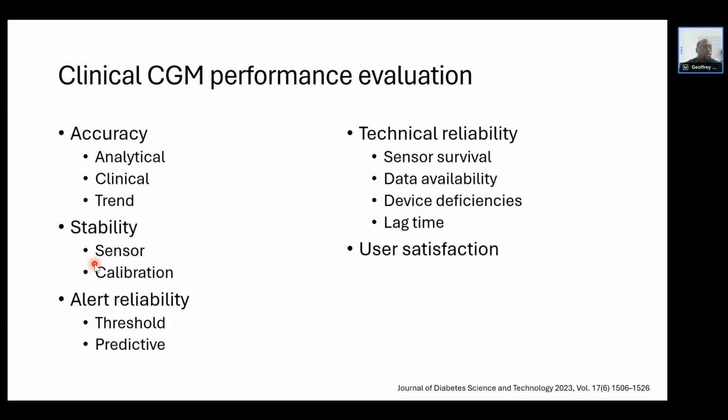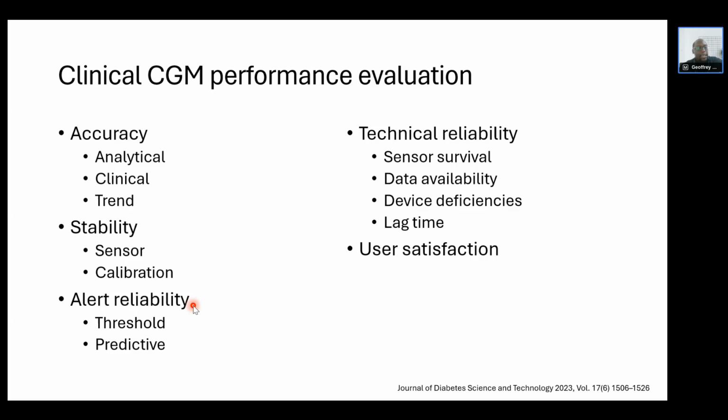So for instance, if a manufacturer says that your sensor is stable for 14 days, it is good to confirm that indeed for 14 days, your sensor will work in a predictable fashion. And this is important because when you look at your ambulatory glucose profile, you need a minimum of 70% of 14 days' data to be able to get reliable information. It is important to also assess your calibration, that your calibration is stable throughout the period that the manufacturer says your calibration should be stable.